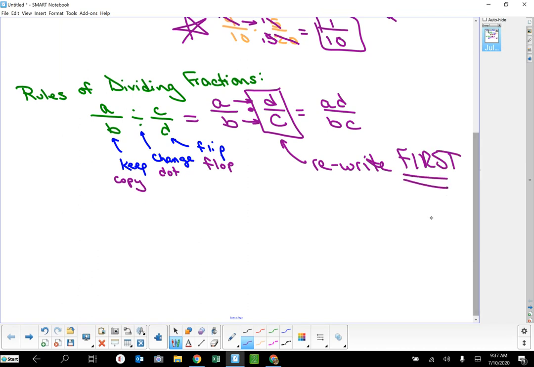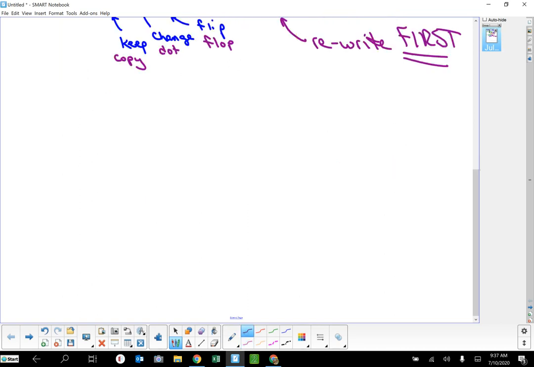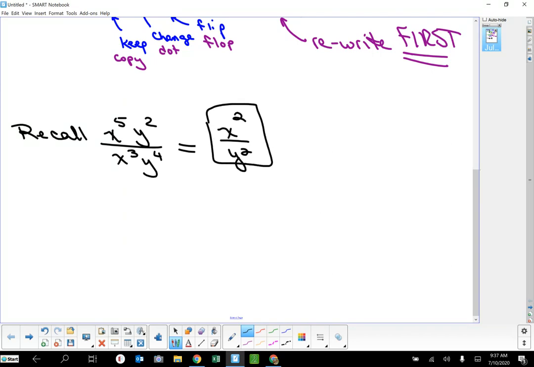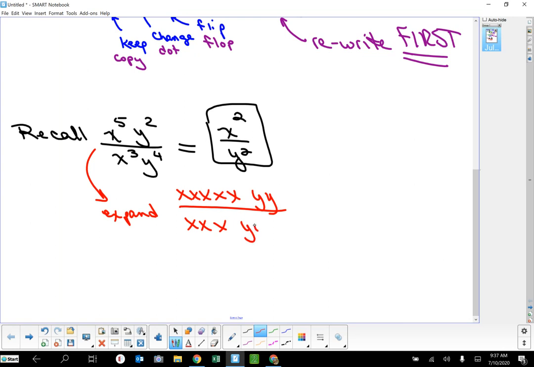All right. Okay, and then one more reminder. I want to make sure that you recall if you have something like x to the 5th y squared over x to the 3rd y to the 4th, that you are simply subtracting the powers, essentially. The answer to this would be x squared over y squared, right? And if you're unsure how that happened, if I take this and actually expand it, I get 5 x's, that's x to the fifth, and 2 y's over 3 x's and 4 y's. And then I can just cancel like terms top and bottom.